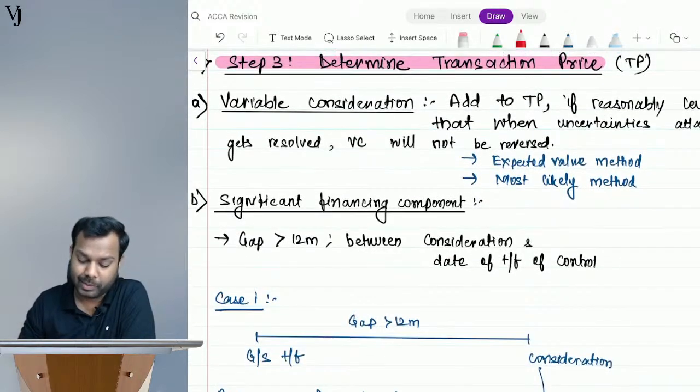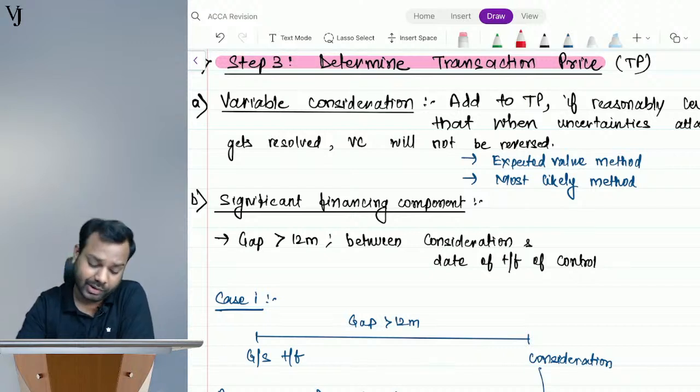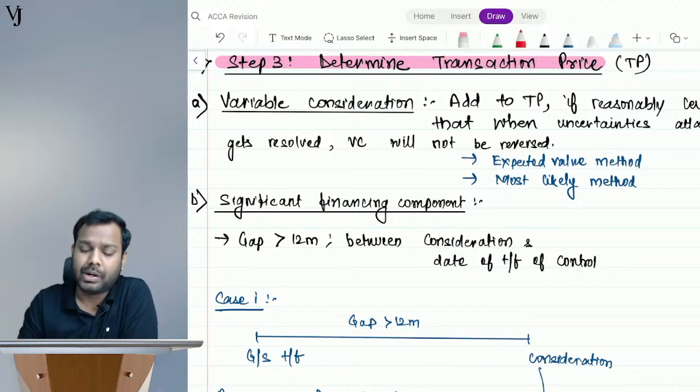Now moving on to the third step, determining transaction price. Now understand, guys. Transaction price can be fixed, can be variable.